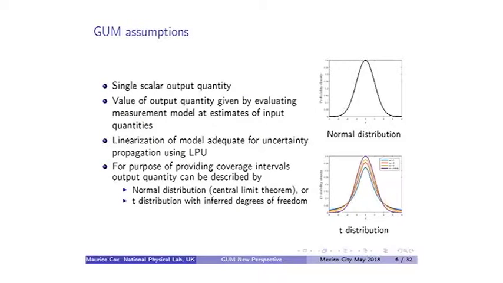It linearizes the model, which it has to because it uses the law of propagation of uncertainty, which relies on the linearized model. And for purposes of providing coverage intervals or confidence intervals, the GUM makes an assumption that the output quantity can be described by a normal distribution by appealing to the central limit theorem, or a t-distribution with degrees of freedom which can be inferred from the computation. It makes a big difference.